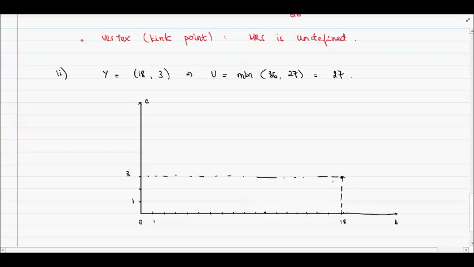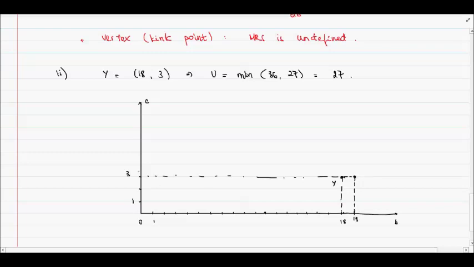Now the second bundle is where you're increasing 1 unit of bread and keeping the units of cheese the same. So 3 units of cheese and 1 more unit of bread, which is 19 over here. And we know that that is going to stay on the same indifference curve as the original Y bundle. So this is another point.